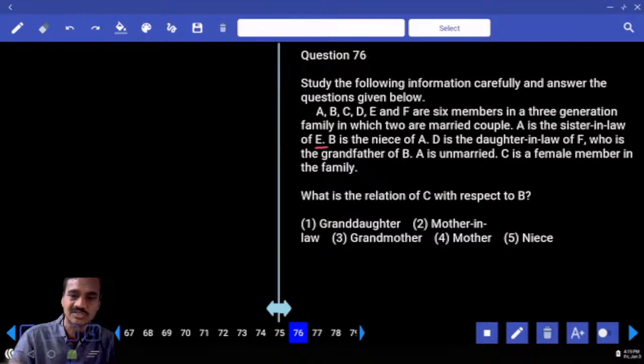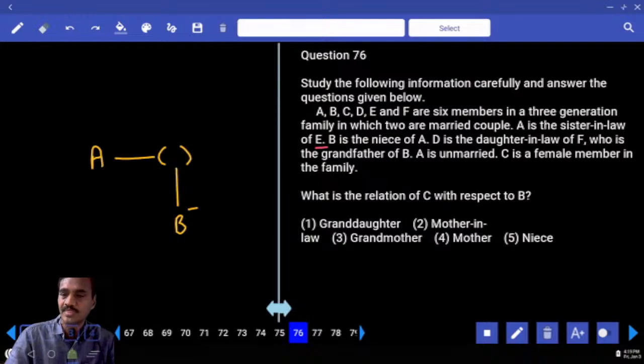And A is the sister-in-law of E. B is the niece of A. A is here. A's sibling's child is B. B is the niece of A. And D is the daughter-in-law of F. F is the grandfather of B.